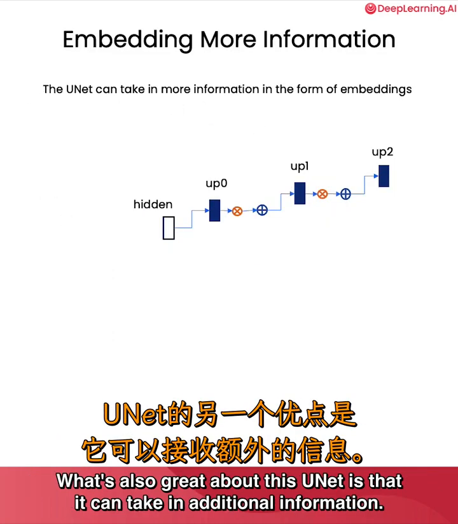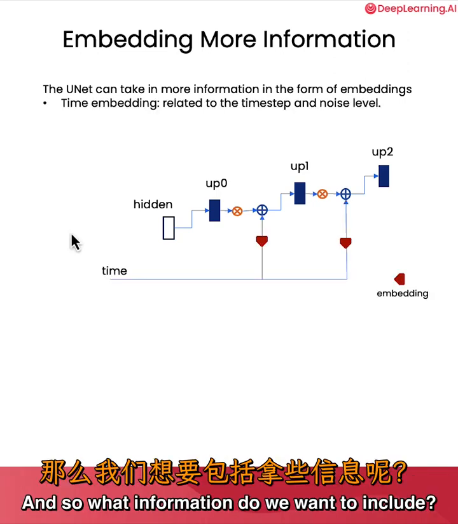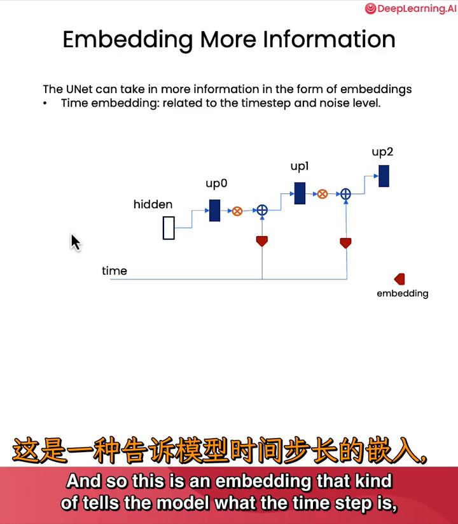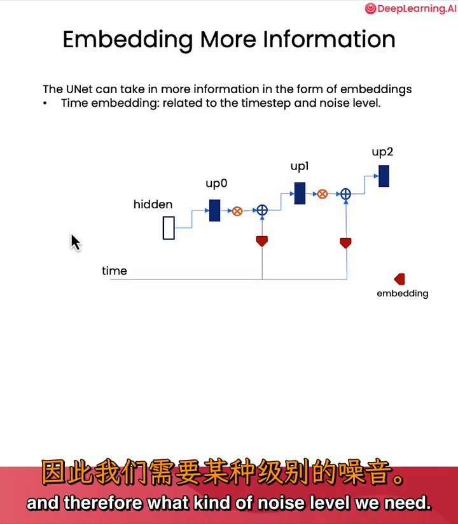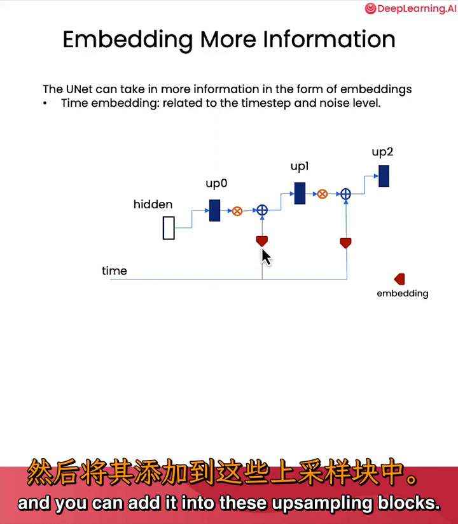What's also great about this UNet is that it can take in additional information. So it's compressed that image to understand what's going on, but it can also take in more information. And so what information do we want to include? Well, one thing that's really important for these models is the time embedding. And so this is an embedding that tells the model what the time step is and therefore what kind of noise level we need. And all you have to do for this time embedding is you embed it into some kind of vector and you can add it into these upsampling blocks.